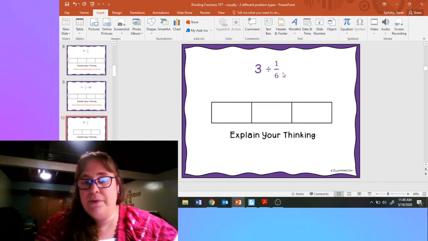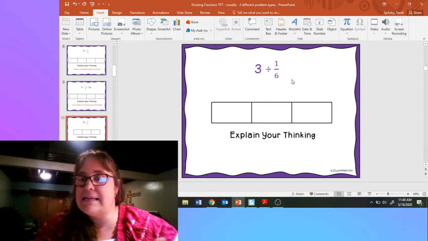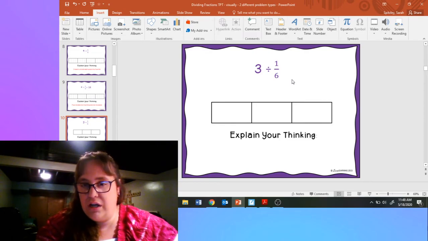Here's another problem. You've got 3 wholes. Let's say they're beef sticks. For McCullough's, you've got 1 beef stick, 2 beef sticks, and your 3rd beef stick, and you're going to split them into 6. So start thinking, pause if you need to, and make yourself a prediction. How many pieces will you have when you're done with all of your cutting or your dividing? Go ahead and pause, make a prediction. Draw this on your paper if you need to.